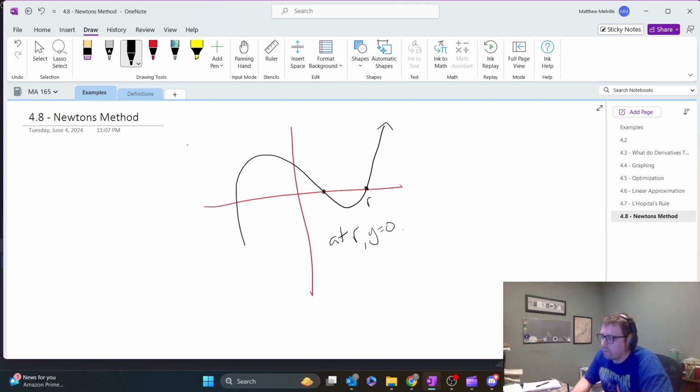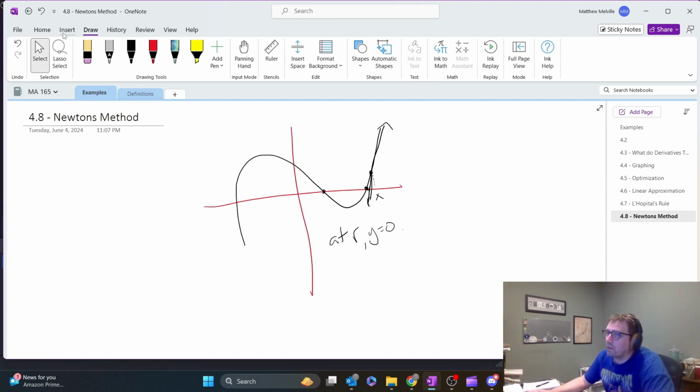Okay? So what we're going to do is pick any point in this area. I'm going to pick this point, and we're going to call it x. Then I'm going to find the tangent line at that point to the graph right there.